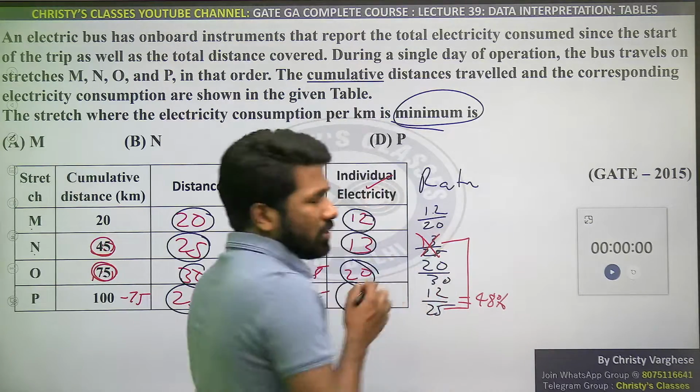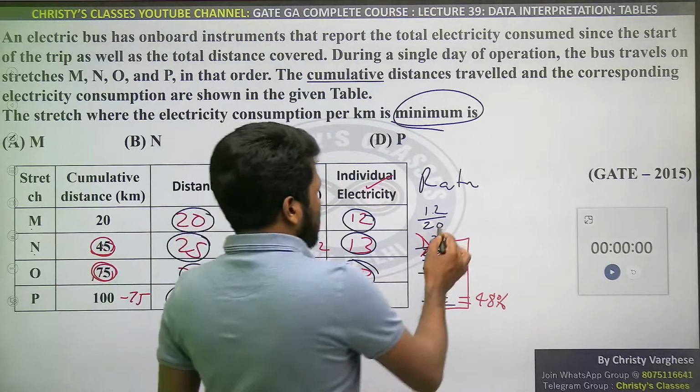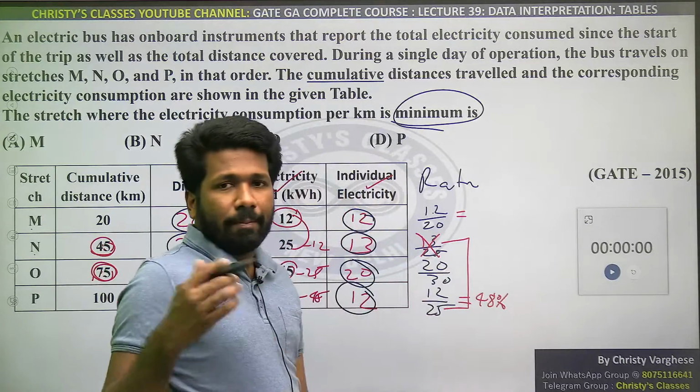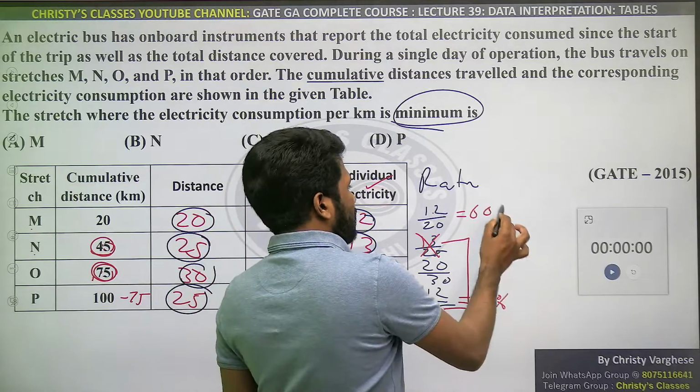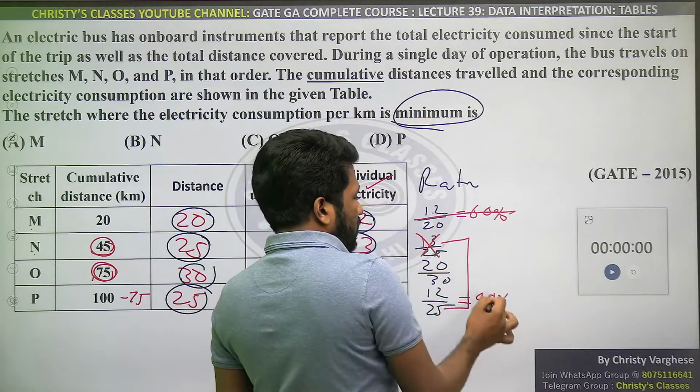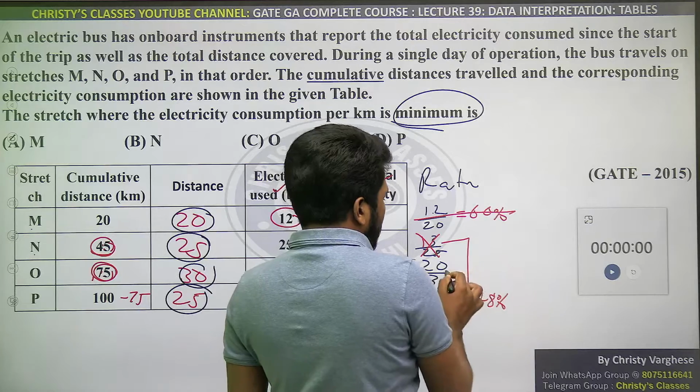Similarly, 12 by 20 is 6 by 10. 6 by 10 is 60%, na. Without actually calculating mathematically, you can just look at it and say this is 60%. 60% is more than 48, na. We don't need the larger value.